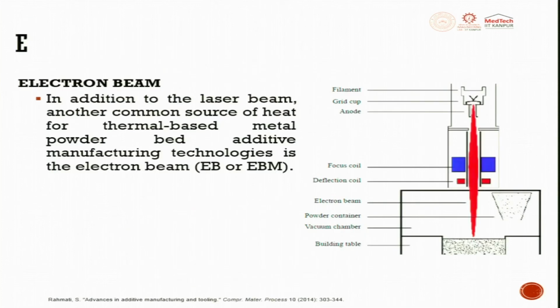Like laser, we have another powerful source which is called the electron beam. In addition to the laser beam, another common source of heat in thermal based metal powder bed additive manufacturing technology is the electron beam. Electron beam usage gives you better performance, the focusing spot size is very small, and you have magnetic lenses which can help you focus to a very small point as compared to a laser. So, the electron beam is another powerful source which has been used extensively in metal based additive manufacturing processes.